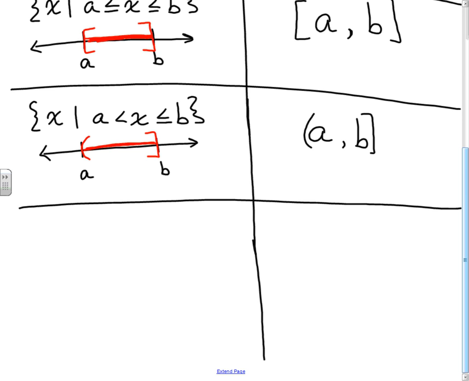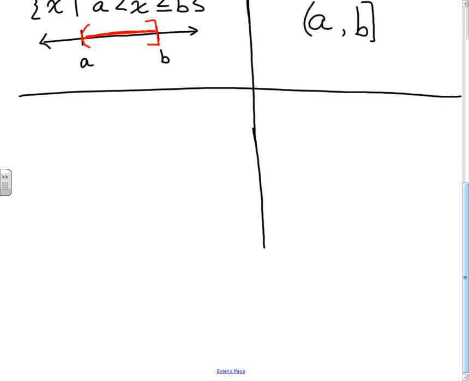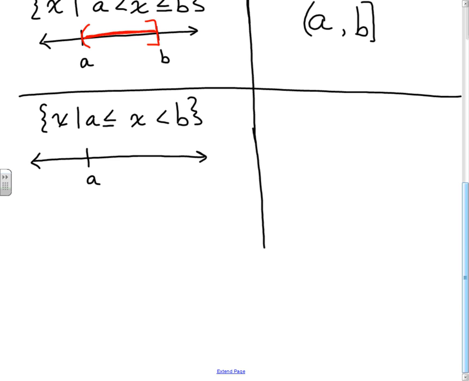Let's look at another one. Solution set, all values of x such that x is greater than or equal to A and less than B. Okay, very similar. X is found between A and B. But as you can see, A is included, B is not included. And we shade everything in between. And the interval notation is written up exactly the same way as the graph is done. So we have the interval from A to B, where A is included and B is not included.